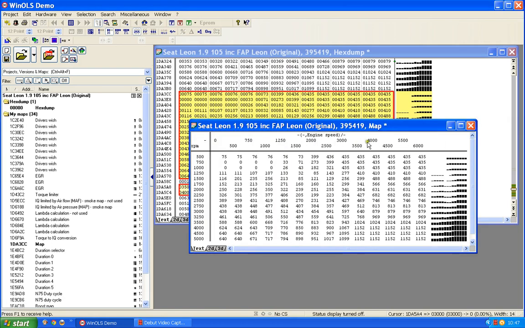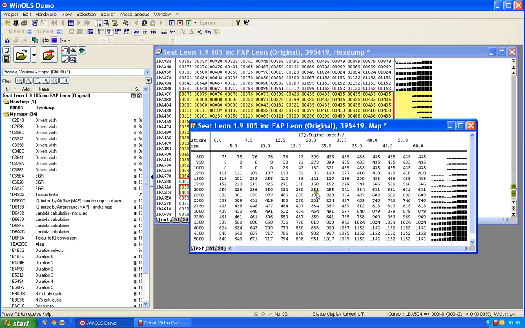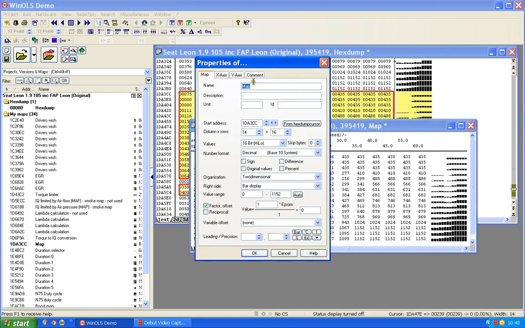Okay, so this one is probably going to be injection quantity, in which case it will be milligrams per stroke, in which case we will want 0.01 there and at least 1 point after the decimal point. That seems quite reasonable. These numbers we know are probably crankshaft angle. Now we'll take a guess and we'll call this start of injection 9. I'm going to be lazy and call it SO9.